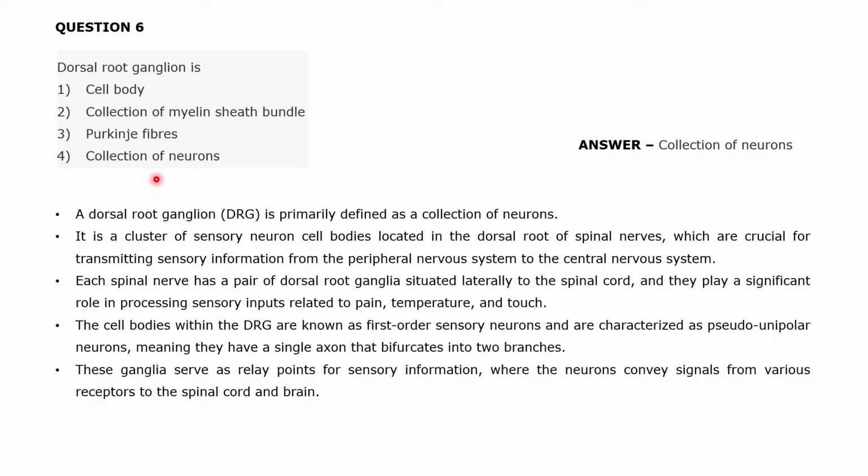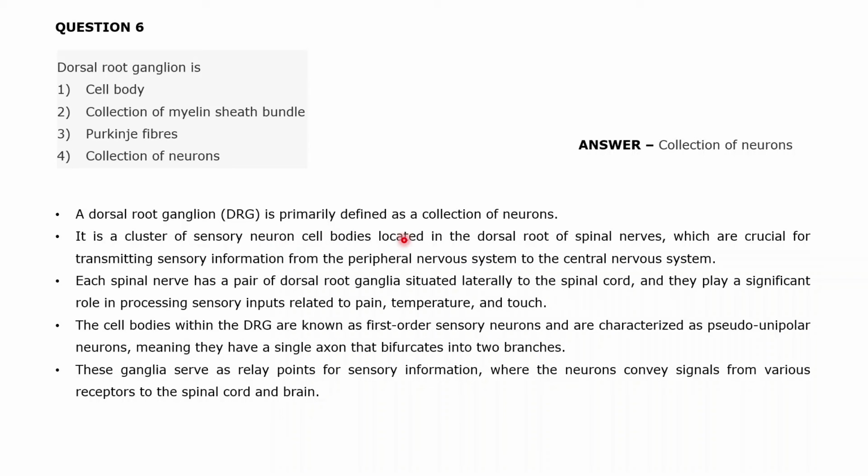As I have said here, each spinal nerve has a pair of dorsal root ganglia. If you consider this as the spinal cord, one is present here and one is present here, at the lateral end of the spinal cord. The dorsal root ganglia are situated laterally to the spinal cord, and they play a significant role in processing sensory input, especially sensory information like pain, temperature, and touch. Basically, it is a cluster of sensory neuronal cell bodies.